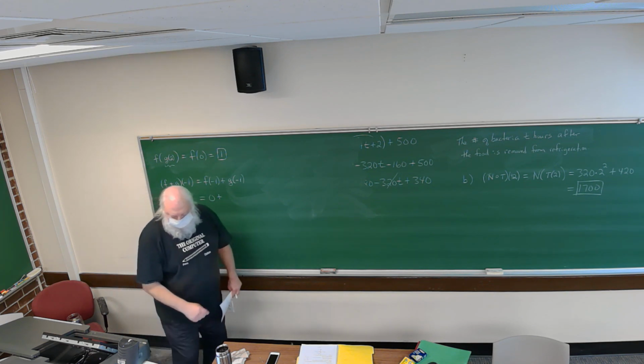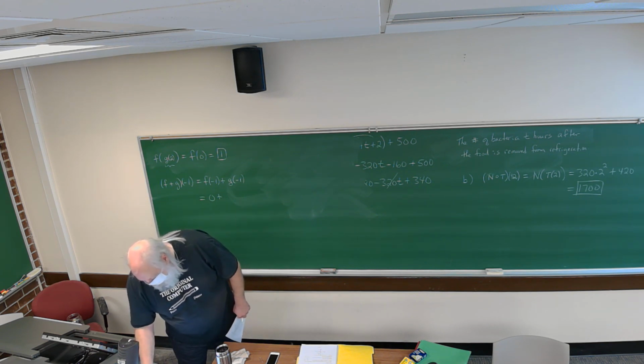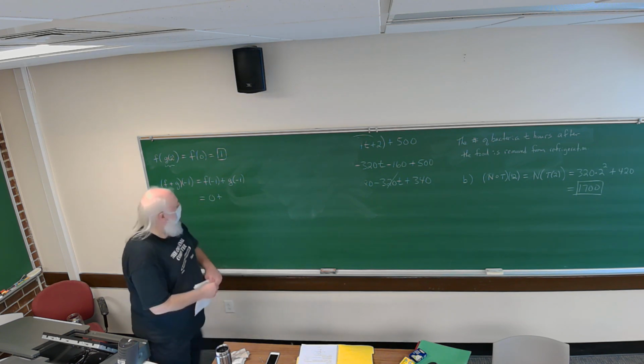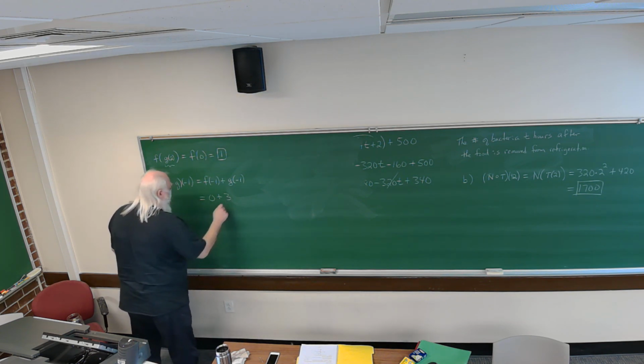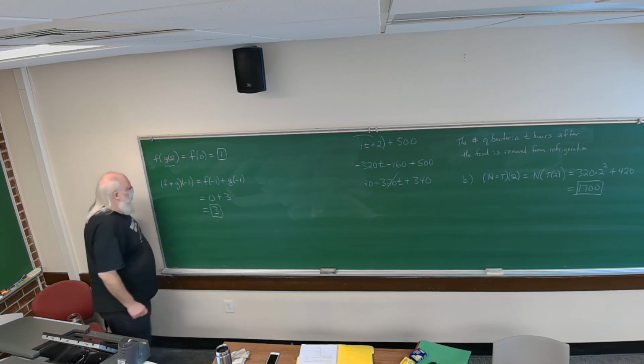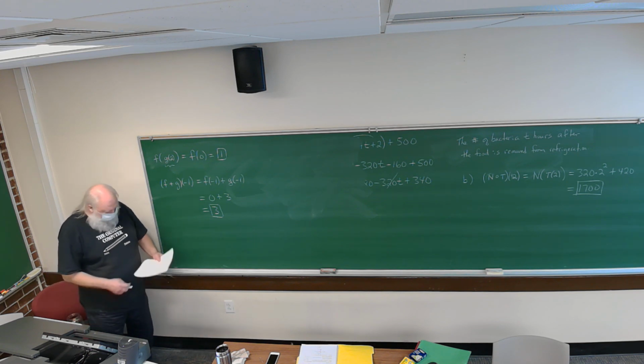What's g of minus 1? So here's the graph of g of x. Here's x equals minus 1 on the x-axis. And here's the point on the graph at x equals minus 1. It has a y-coordinate of 3, right? This is the point minus 1, 3. So g of minus 1 is equal to 3. So f plus g of minus 1 is equal to 3. Okay.